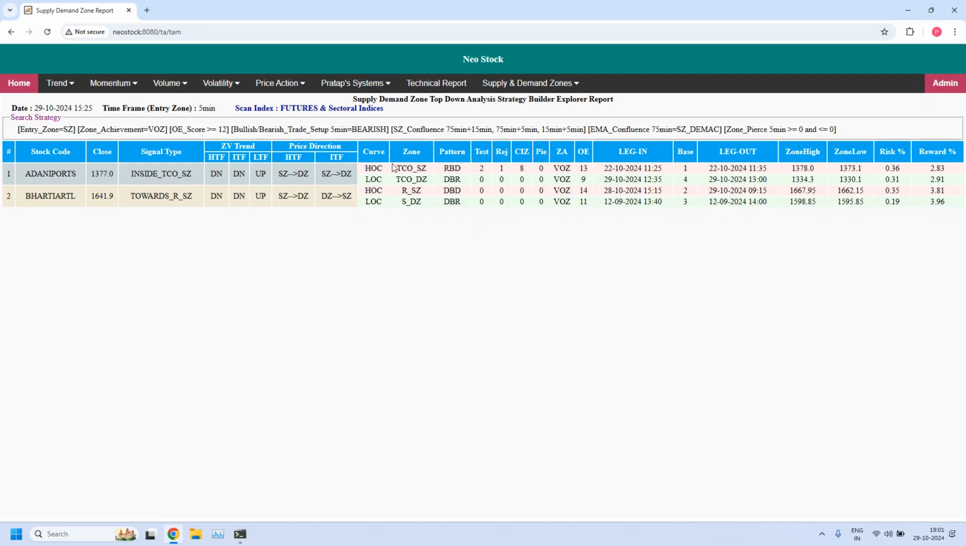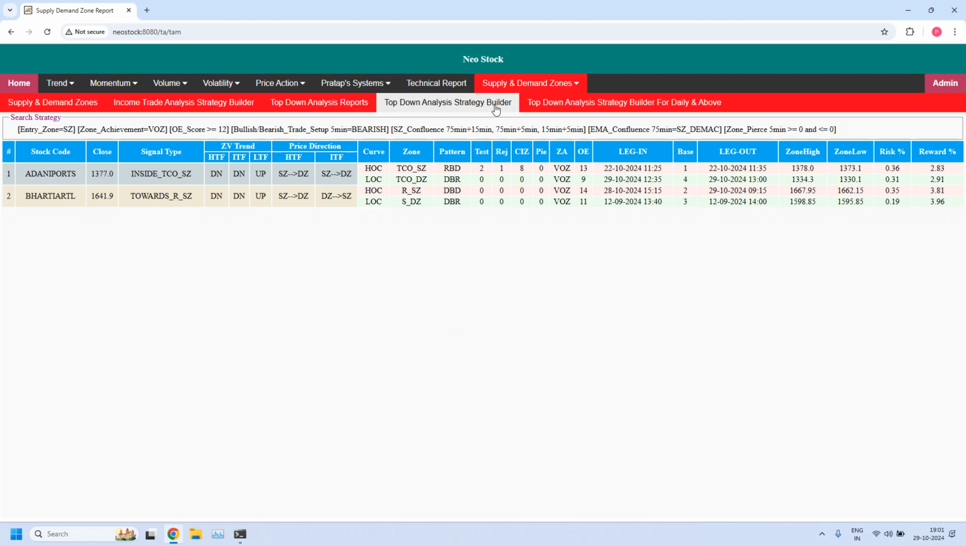And moreover, both the supply zones are high liquidity zones. One is a high priority high liquidity zone, and another one is a low priority high liquidity zone. And the first one is already tested 2 times. Okay, these are the hourly income trade bearish trade setups.